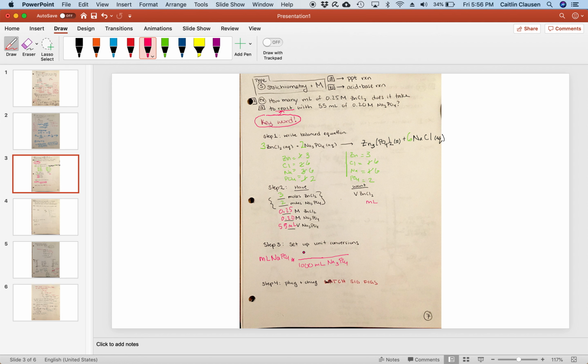On top, I'm going to put 0.20 moles. Let's leave the numbers out. Let's just do units. So milliliters cancel milliliters, and we're left with moles. And then I know I can convert from moles of sodium phosphate to moles of zinc chloride from the periodic table. Sorry, not the periodic table, the balanced chemical equation. Moles of zinc.